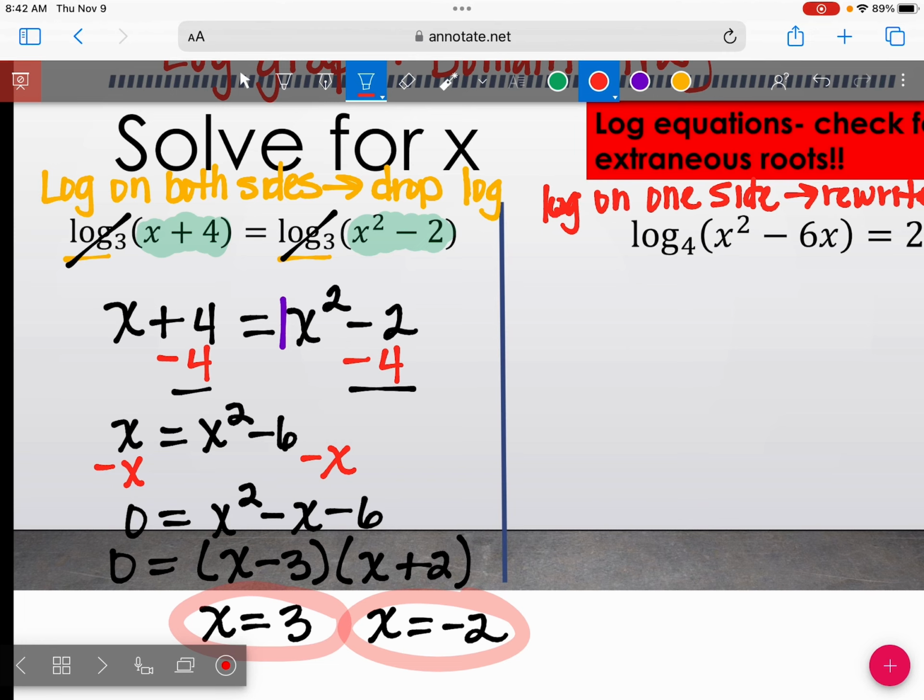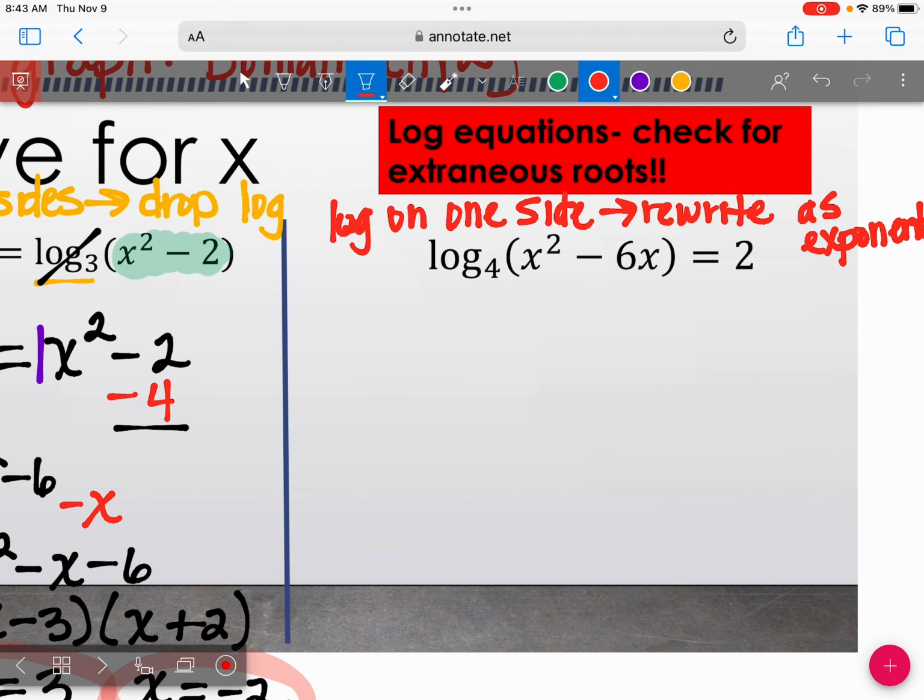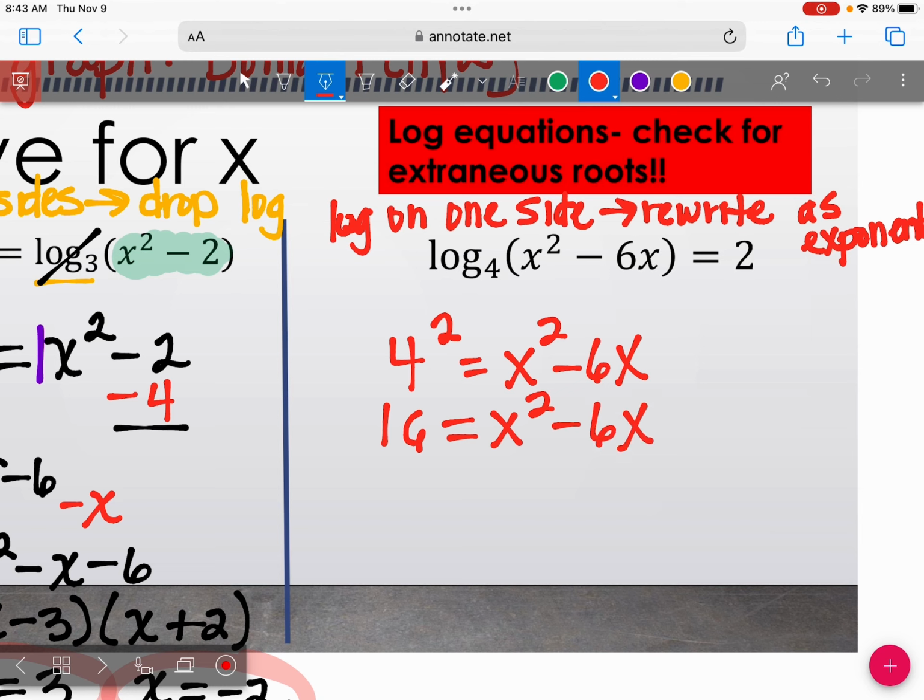Now for the equation on the right, we have to do a rewrite. We cannot solve this. We can't just drop it. So we have to rewrite it. And when I rewrite it, going back to what we learned Monday, it would be 4 to the power of 2 equals my answer. Remember, the base to the exponent equals your answer. So it becomes 4 squared equals x squared minus 6x. 16 equals x squared minus 6x.